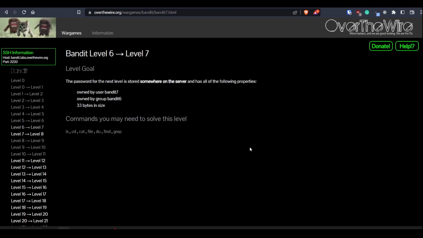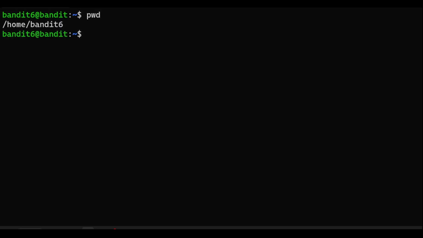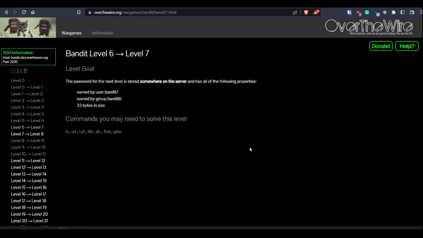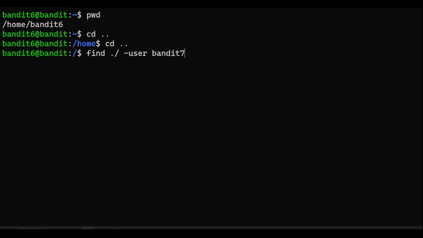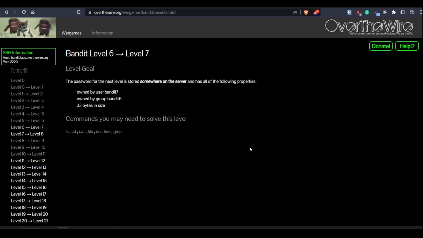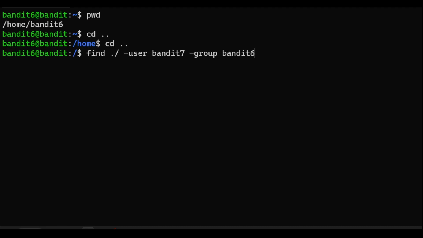The password of the next level is stored somewhere on the server and has all of the following properties: owned by user Bandit 7, group Bandit 6, and 33 bytes in size. So we have to search all over the server, right? A user called Bandit 7, a group called Bandit 6, and the size of it is presumably 33 c.